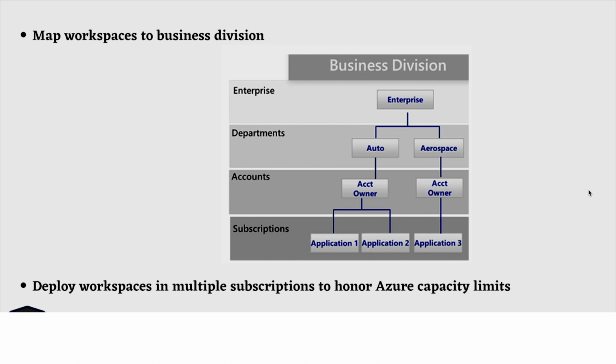Answering this question depends a lot on your organization structure. What we recommend is that you assign workspaces based on a related group of people working together collaboratively. For example, in your enterprise, you have multiple subscriptions, then you have certain account owners, then departments, then the enterprise. So that's how you can split them. Secondly, you can deploy workspaces in multiple subscriptions to honor your Azure capacity limits as well.